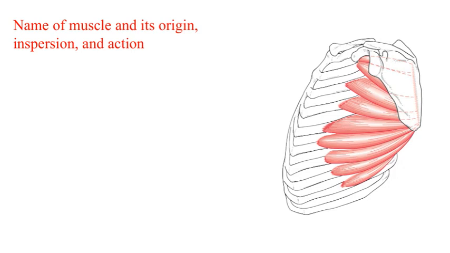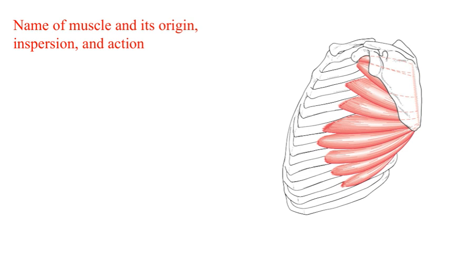Let's take a closer look at some key muscles, starting with their names, origins, insertions, and actions. Understanding these points is essential because it helps us grasp how each muscle contributes to movement. For example, when we talk about a muscle's origin, we're referring to the point where it begins, usually on a fixed bone. The insertion, on the other hand, is where the muscle attaches to the movable bone.